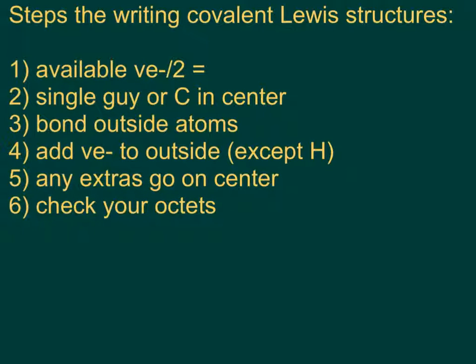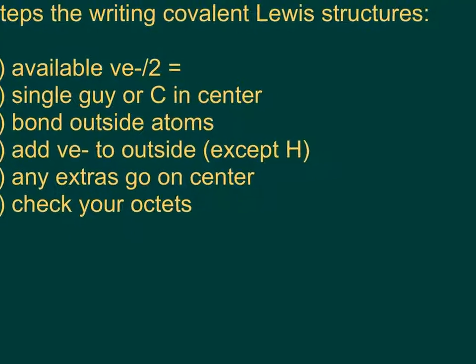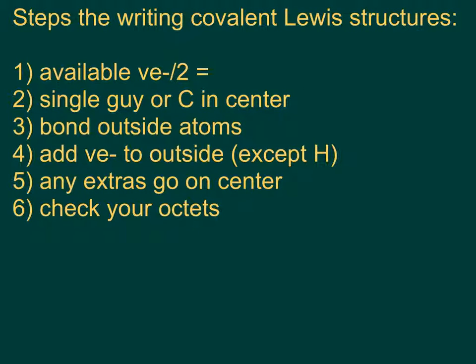So get writing. So the first step to writing a covalent Lewis structure, number 1, you're going to count all of the available valence electrons. This stands for valence electrons right here. And you're going to divide them by 2. And we'll do an example in a minute. Just get down the rules. Number 2, whoever's single or if it's carbon automatically goes in the center.